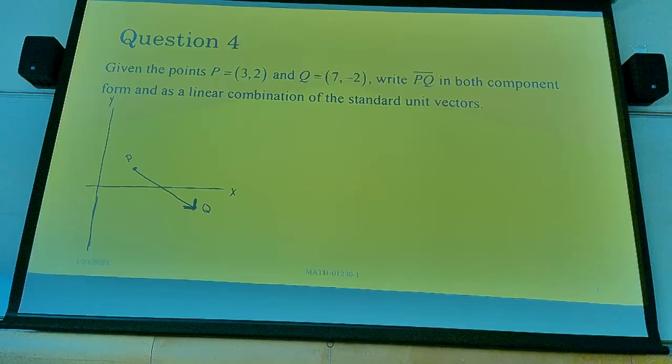We want it in component form, which means we want to write the vector in standard form. Standard form of a vector has its initial point at the origin. Call that P prime, our new initial point. We want the vector in standard form that is equivalent to PQ, which means what? The magnitude and direction have to be the same.